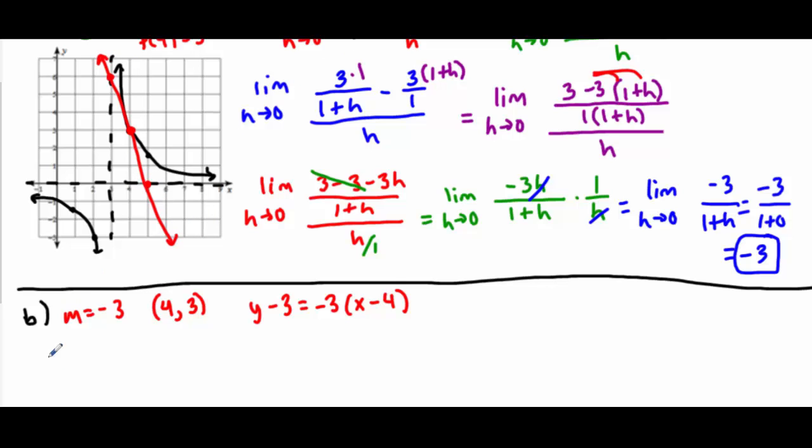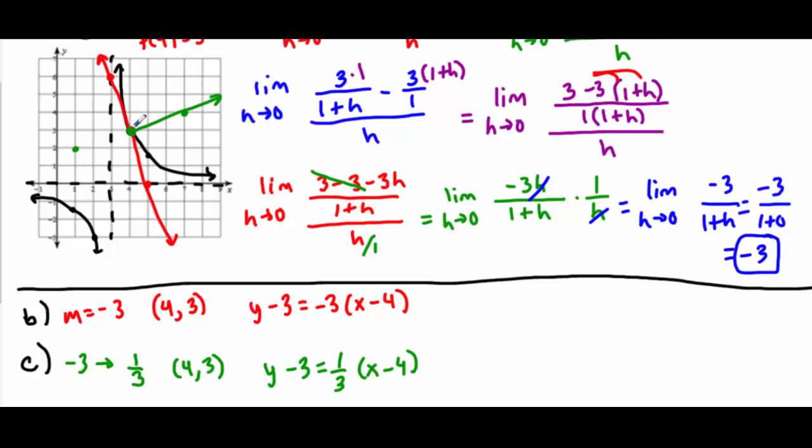Now let's do part C. We want the perpendicular slope to negative 3, so we flip it and get 1/3, and we change it from negative to positive. So our slope is 1/3, our point is 4, 3, so it's y minus 3 equals 1/3 times x minus 4. So it goes through 4, 3, and then I go up 1, right 3, down 1, right 3. And there we have it.